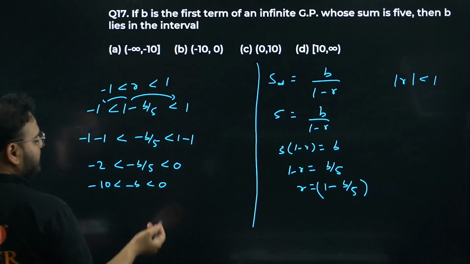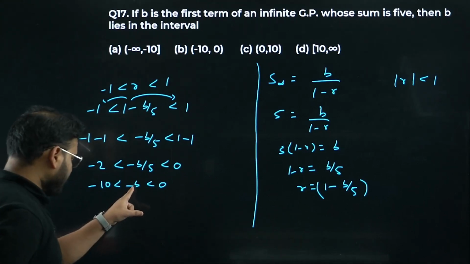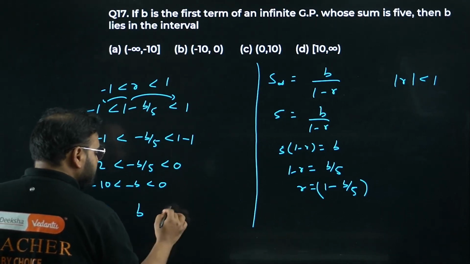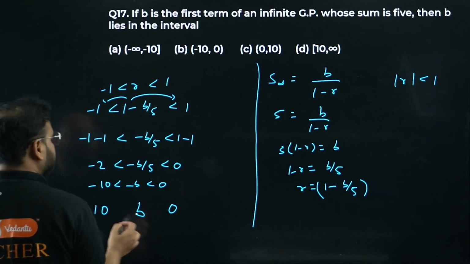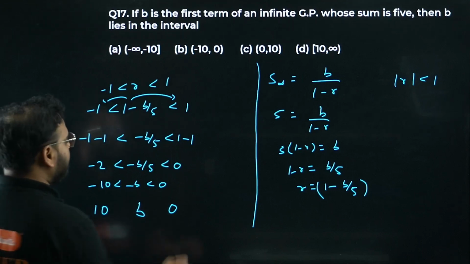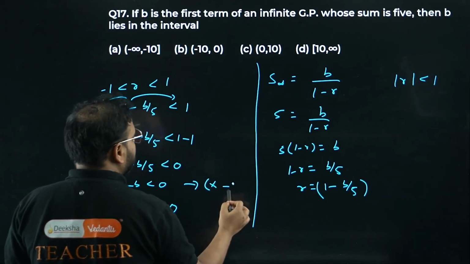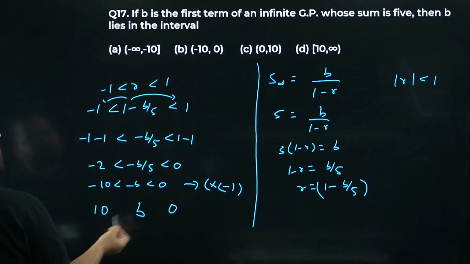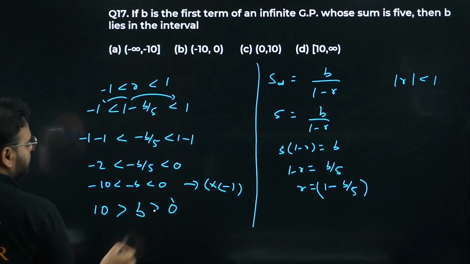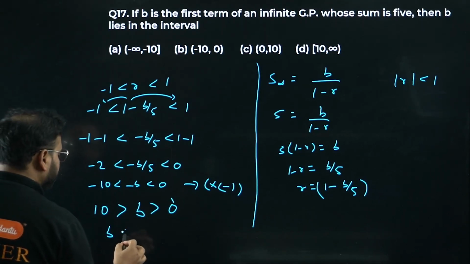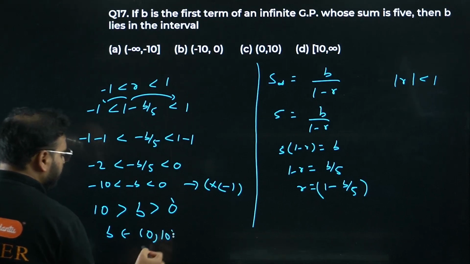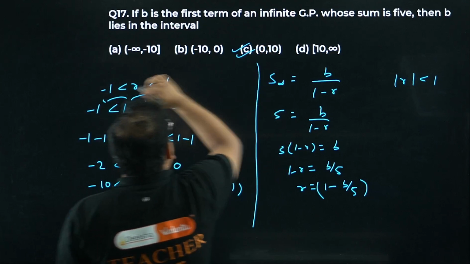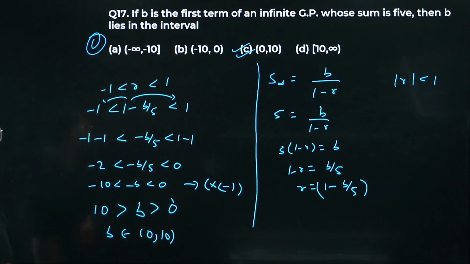I change the sign by multiplying with a minus sign, because I need plus B over here, right? Multiply with a minus sign. What I get? Minus 10 becomes plus 10, this will be 0 only, but the inequality will reverse. What I'm getting here? Value of B will lie between 0 open to 10 open. 0 open to 10 open. Answer is option C. Please check. 17th is done. Option C is correct.